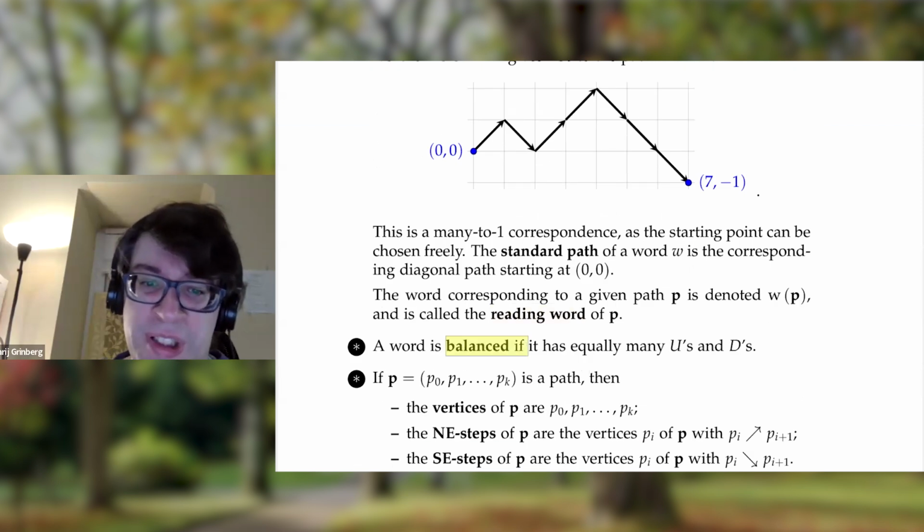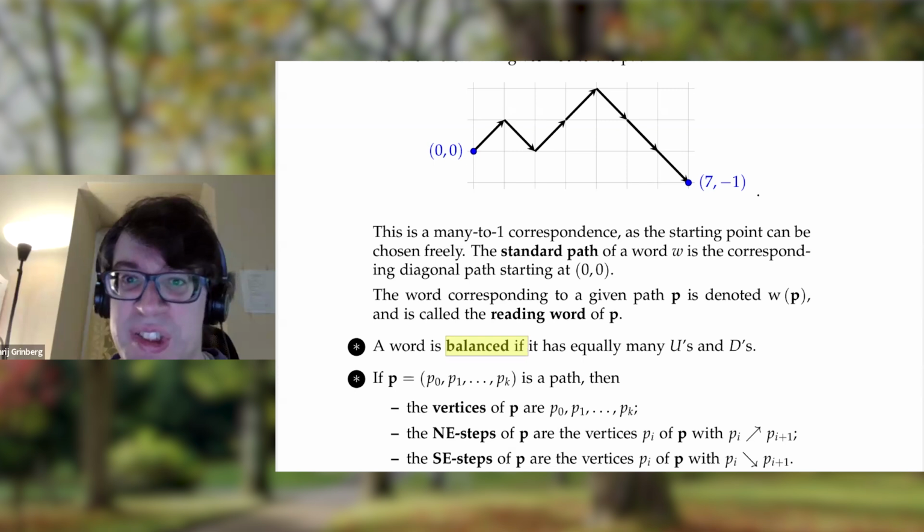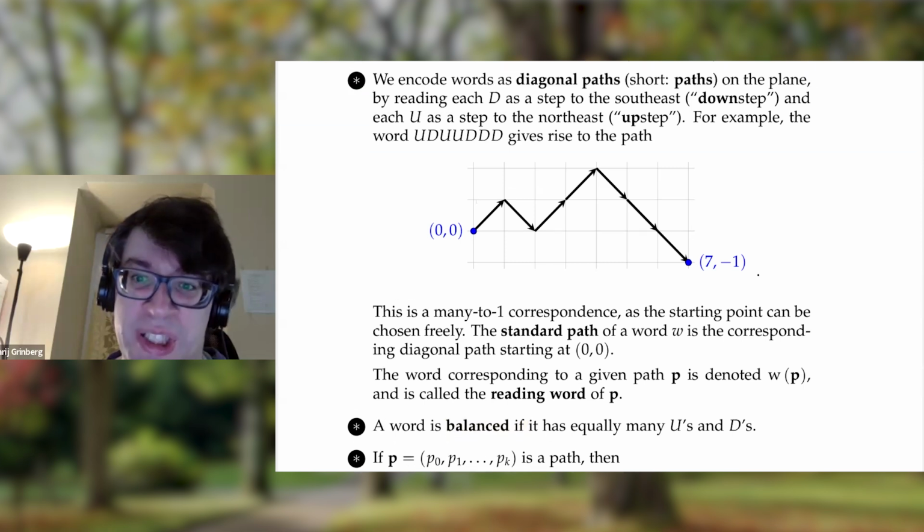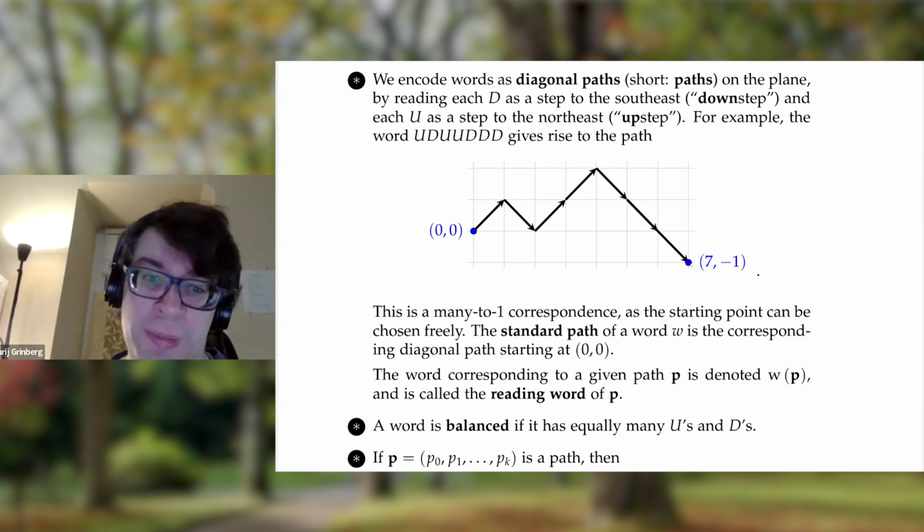A balanced word has equally many U's and D's. So in terms of the standard path, this means that it ends on the same horizontal line as where it begins. So for example, here it's not the case. Here you end one level further down.